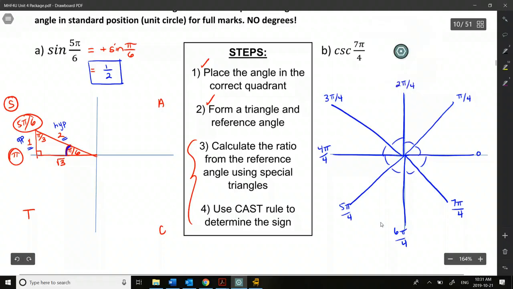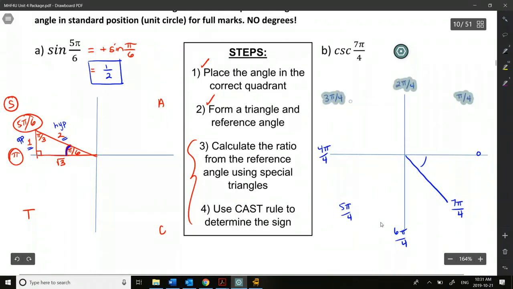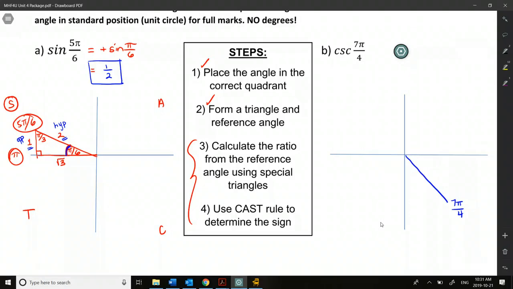I don't need the rest of these, so I'm going to erase everything except for that 7 pi over 4. You don't have to do this method. If you want to switch between radians and degrees and then plot it that way, that's totally fine. I just find that once you get used to it, it's a quicker way, and then you'll always know where your radians are within the quadrant.